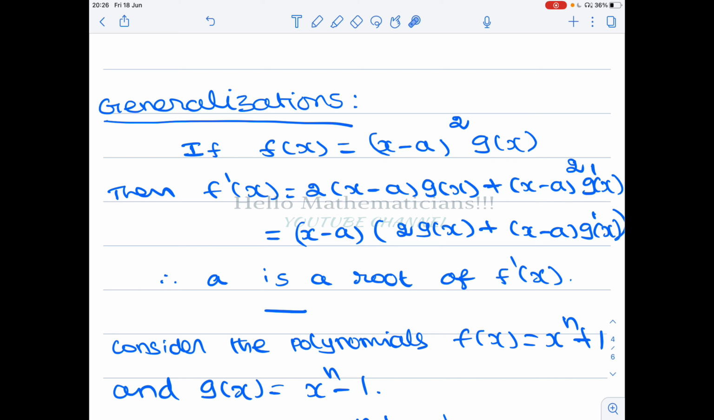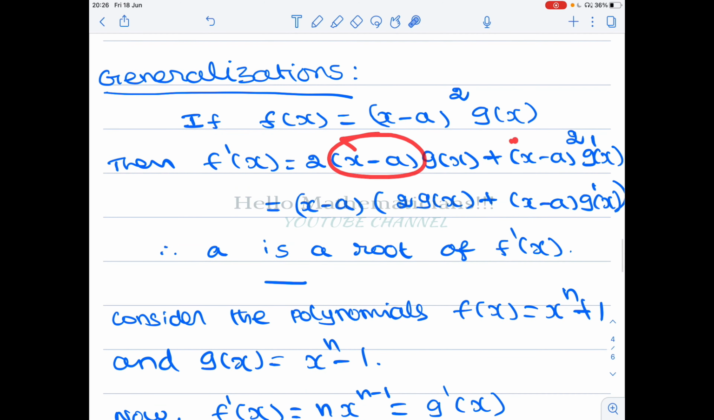You get 2 times (x minus a) times g of x plus (x minus a) whole square g prime of x. Okay, now you can take out this x minus a common. You get x minus a times some polynomial. Therefore, x minus a is also a factor of f prime of x.